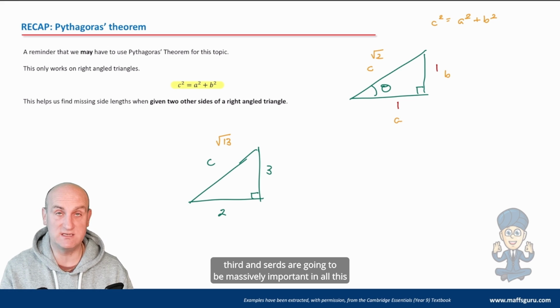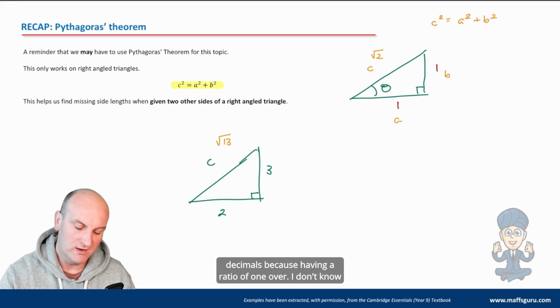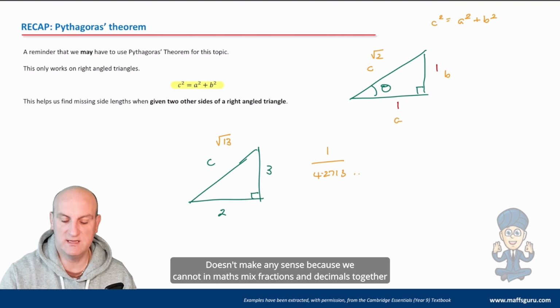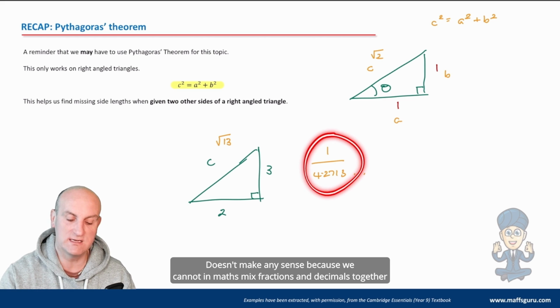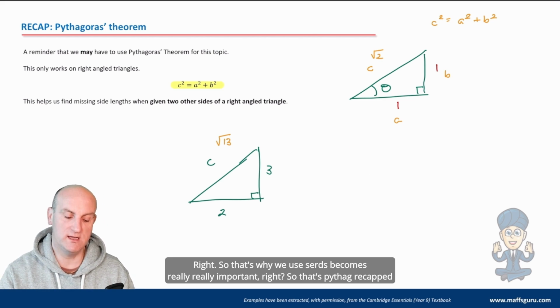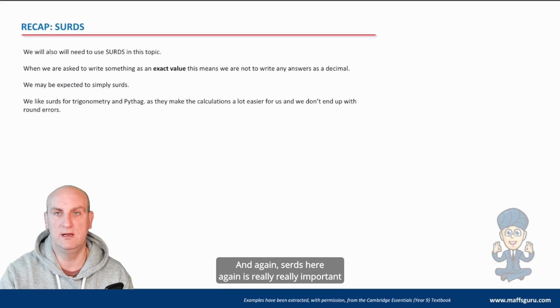Surds are going to be massively important in all this. Don't just keep using your calculator and turning it into decimals, because having a ratio of 1 over, I don't know, 4.2713 doesn't make any sense, because in maths we cannot mix fractions and decimals together. That's why we use surds. It becomes really important. Right, so that's Pythag recapped, and again, surds here are really important.